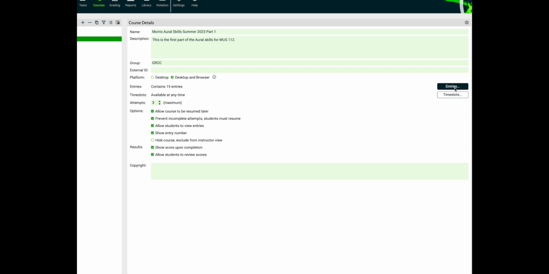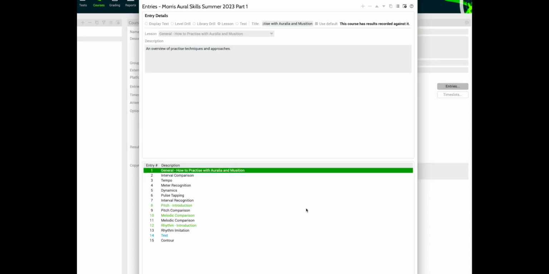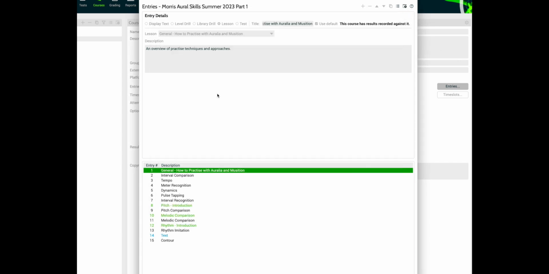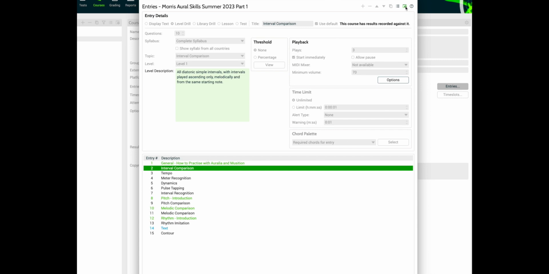I'm just going to look at these entries, and I'm loading it up. And you can see here's the entries. Some of this is just instructional, like this is how to practice with Auralia and musicians. So you go in there and just read those. Now the first one we're going to do, there are 15 entries. Some of these are instructional, but a lot of these are just kind of simple work to get you going with some aural skill work. So we're going to go to interval comparison first of all.